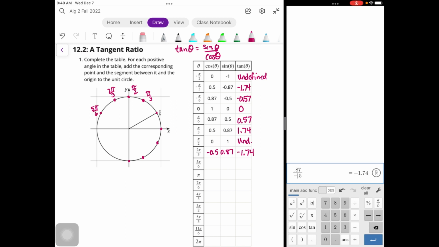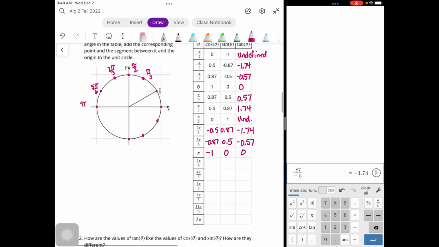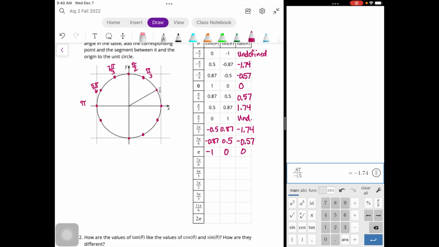Okay. So 5 pi over 6. So that's going to be the same as pi over 6, but again, your x is negative and your y is positive. And so your ratio is going to be the same but negative because you have a positive divided by a negative. Then we have pi over here. And we know that at pi, we have cosine is -1. That's our x value, and our sine is 0. And we can do 0 divided by -1. And we get 0.